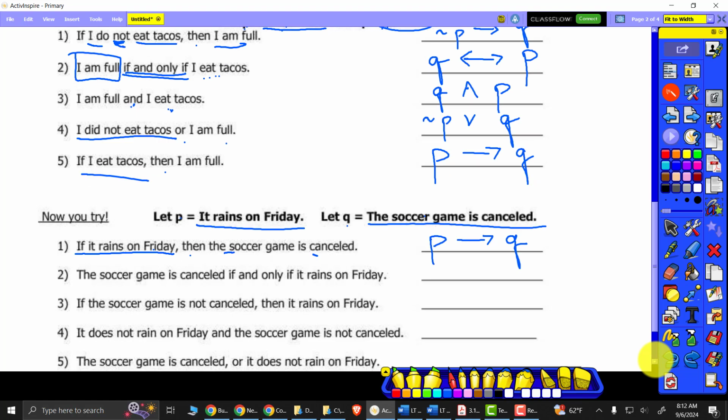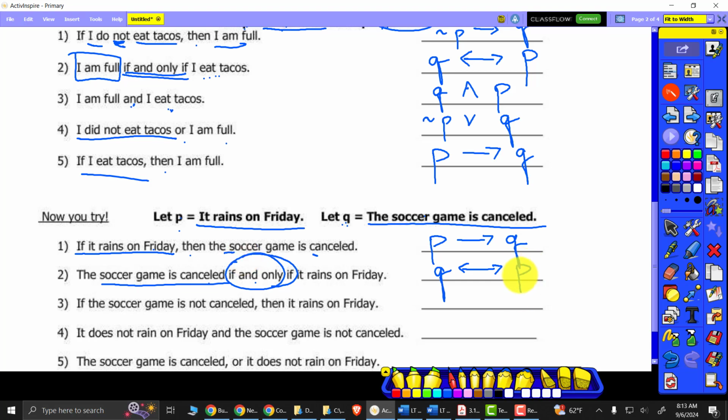All right, next. The soccer game is canceled. So let's look at that. Is that P or Q? The soccer game is canceled is exactly your Q. If and only if. Go back. What is if and only if? Go back to your notes. Yes, if and only if is actually your biconditional statement, this symbol. So this one over here is the symbol if and only if. Your biconditional. If and only if it rains on Friday. That is exactly your statement P.